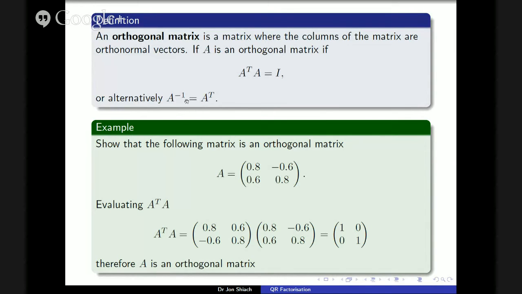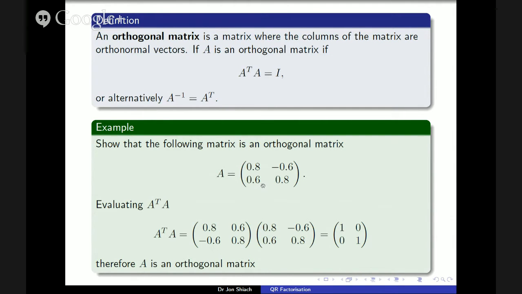So alternatively, if you know what the inverse of A is, that should equal A transpose. That's not as useful because obviously calculating an inverse of a matrix is quite expensive. So we just tend to multiply. If you suspect A is orthogonal, transpose it, multiply it by itself, you should get the identity. And there's a simple example there.